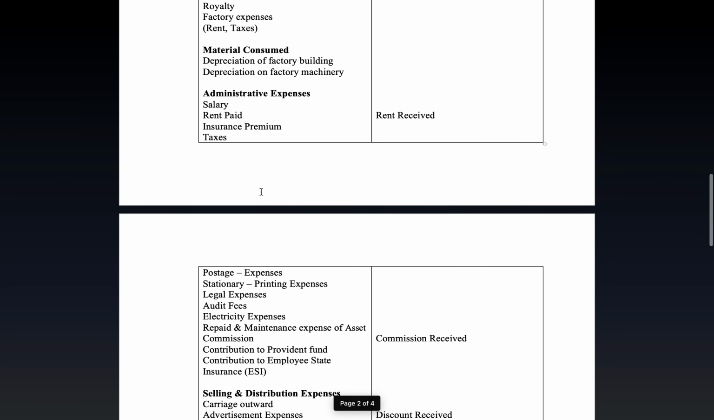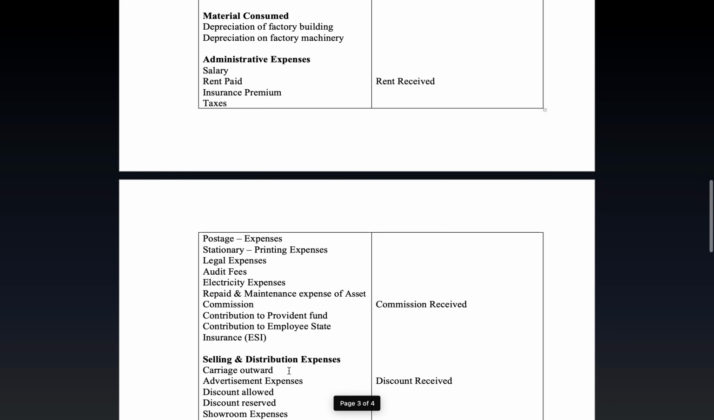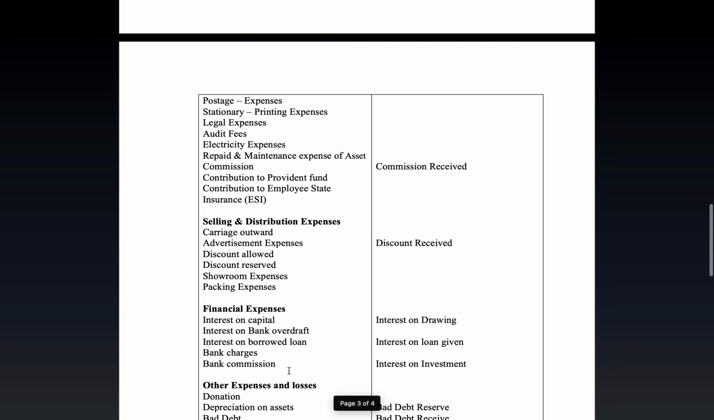Same we can see for the commission. If we are paying it becomes expense and expense remain on the trial balance debit side, whereas the commission received becomes income, so it moves to the credit side. As you can see in all the debit side, all the expenses have been listed, like postage expense, stationery printing expense, legal expense, audit fees, electricity expense, repair and maintenance expense of asset, commission, contribution to provident fund, contribution to employee state insurance. These all expense comes on the debit side.